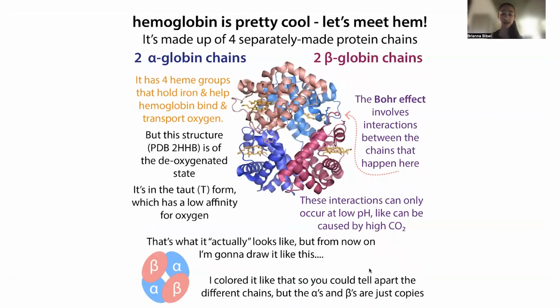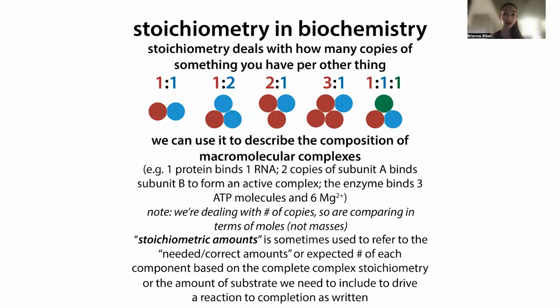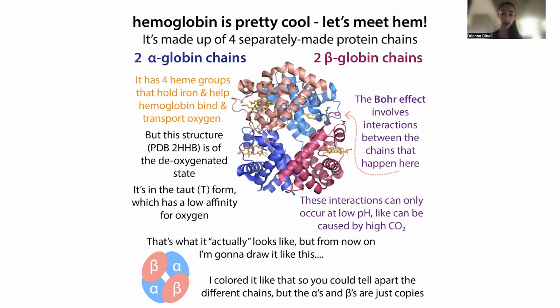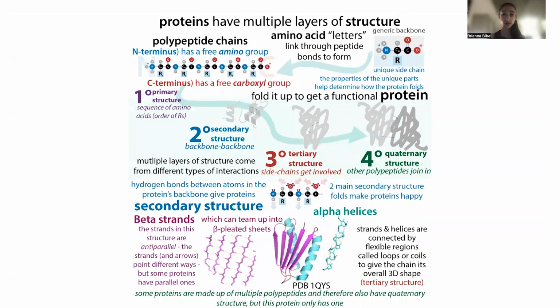An example of this is hemoglobin. It has 4 chains: 2 alpha chains and 2 beta chains, at least in the adult hemoglobin. And so this would be classified as a heterotetramer. It's got different chains and it has 4 of them. When it comes to which chains it has and how many of each chain, now we're getting into stoichiometry, which deals with how many copies of one thing you have per other thing. For example, in the case of hemoglobin, we would say it had a 2-to-2 stoichiometry or a 1-to-1 stoichiometry.